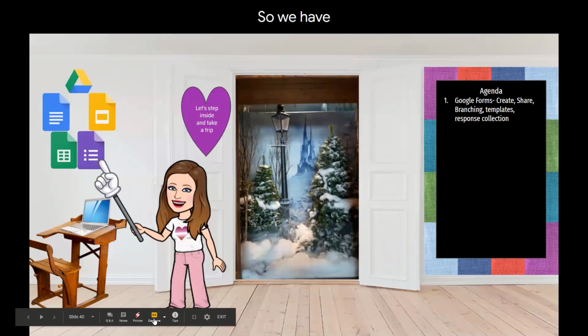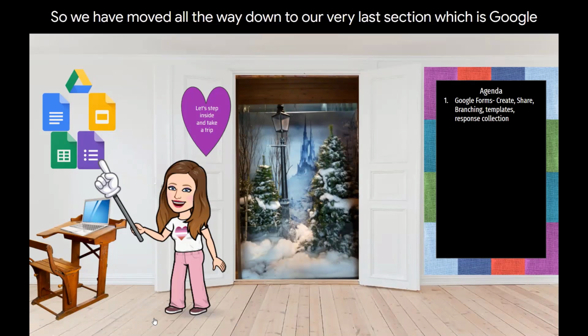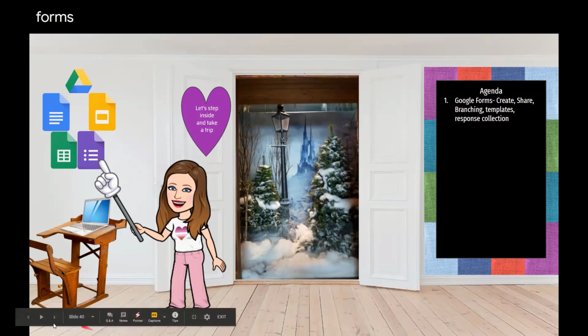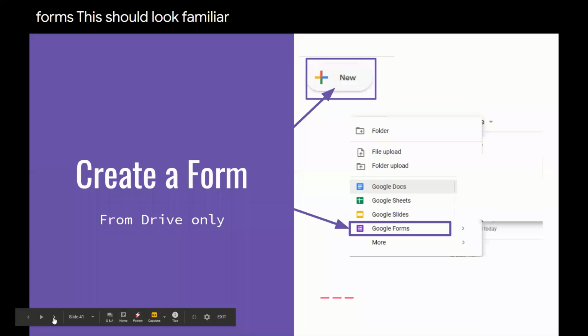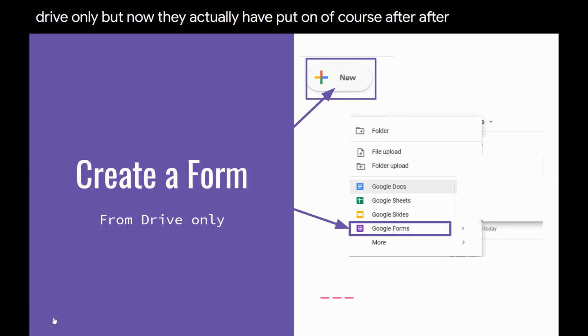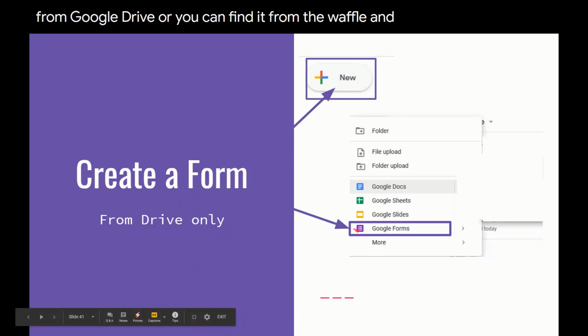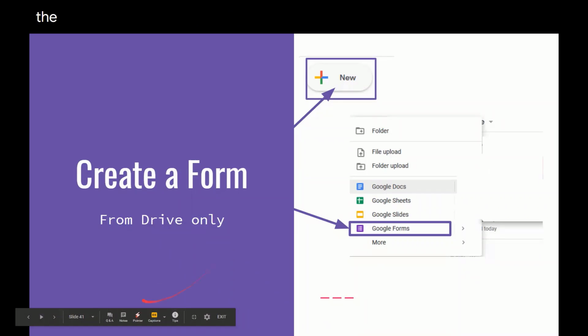So we have moved all the way down to our very last section, which is Google Forms. This should look familiar to you now. To create a form, you can do it from Drive only, but now they actually have put it on, of course, the Waffle. So the answer is it's exactly like everything else. You can find it from Google Drive, or you can find it from the Waffle. And Google Forms is always the purple one.